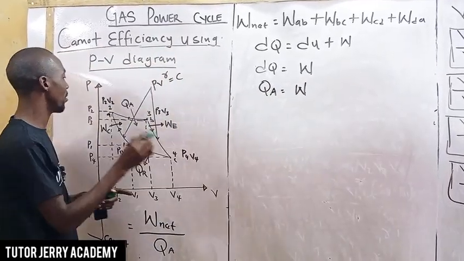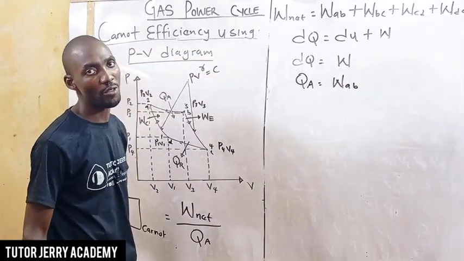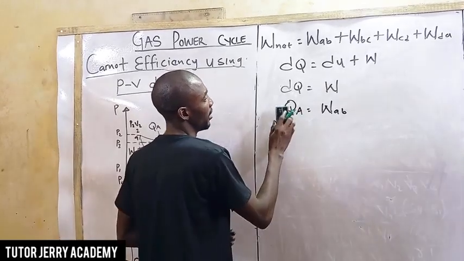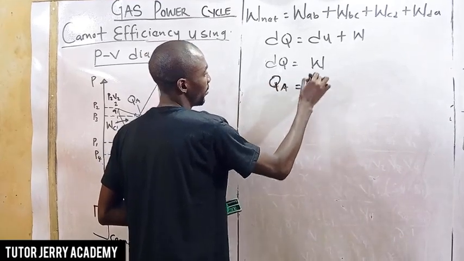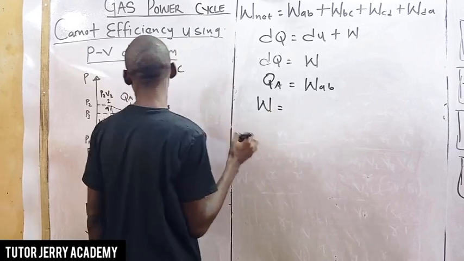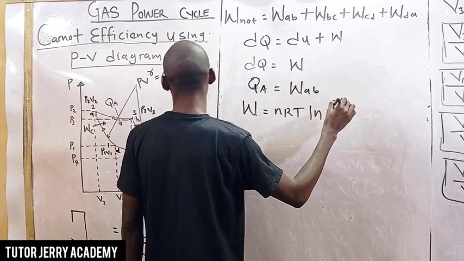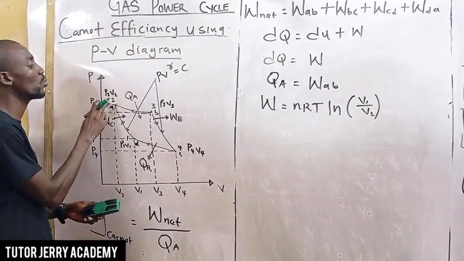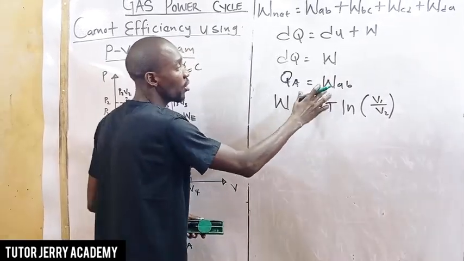And the work done we are referring to is from A to B. You are going to recall that the work done for an isothermal process is nothing but nRT ln of V1 all over V2. Here we are dealing with process 2 and 3, so this formula cannot hold directly, but we are just going to write a similar thing, relating it to the work done from A to B.